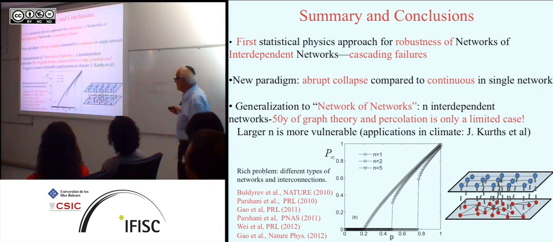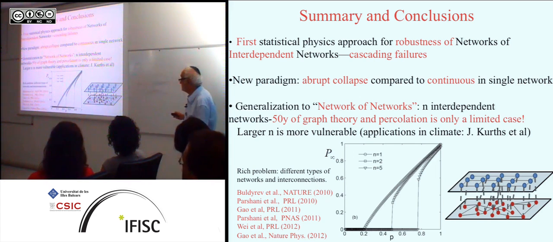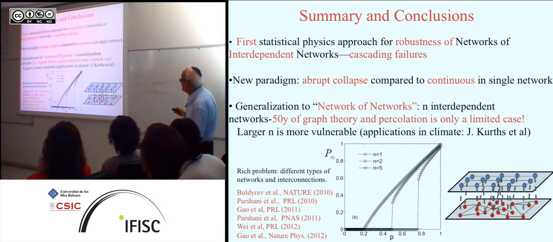But when we study coupled, interacting networks, we learned that they can fall also abruptly, dramatically. It means small damage, or even one node, can make a cascade in such a way that the system will collapse completely. So a new paradigm: abrupt collapse compared to continuous in a single network. And the generalization to n networks shows that 50 years of graph theory and percolation theory is only a limited case, n equals 1. But larger n become more vulnerable, and you can generalize to larger n to see new phenomena which we see here.